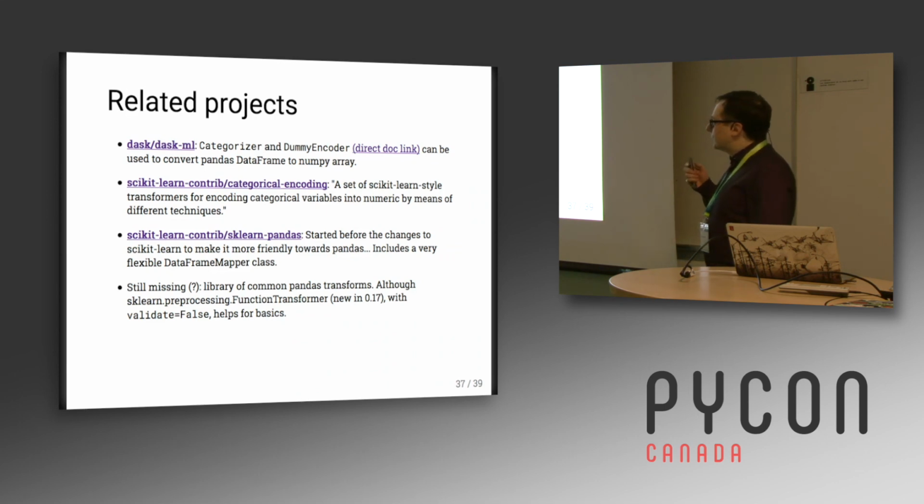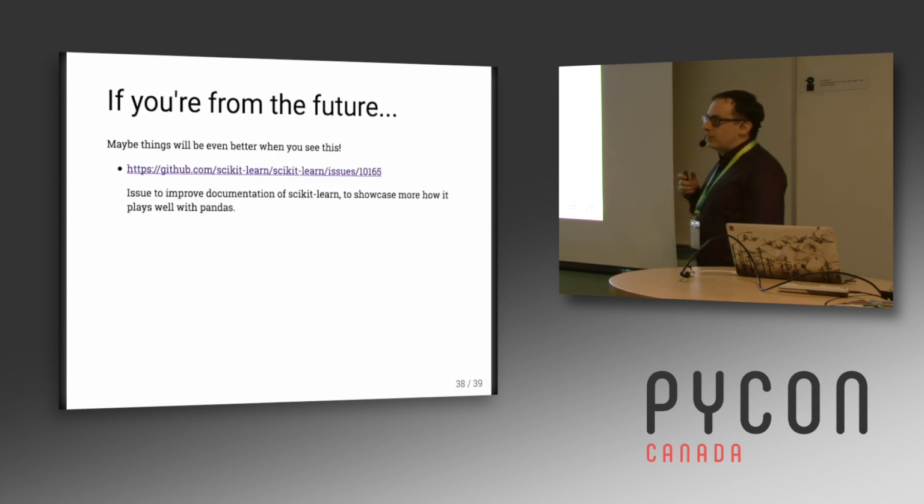Although in 0.17, there's a FunctionTransformer preprocessor that will help. You just need to pass validate=False. And if you're from the future, then maybe the situation will be better. There's an open issue to improve the doc.